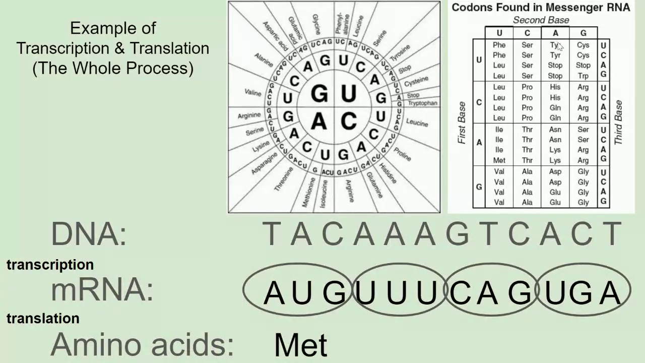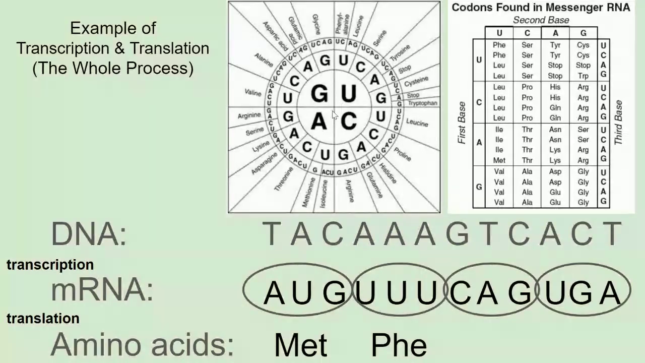All right, I'm going to switch over to the square chart just to show you both. U. So my first base is U. I know I'm in my first row. My second base is U. I know I'm in my first column. So first row, first column. And then to find out which one it is, is it PHE or is it LEU? Well, I go over here and I see another U. It's PHE, which is phenylalanine.